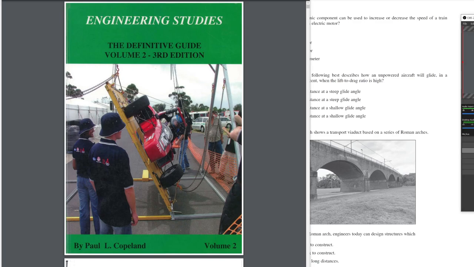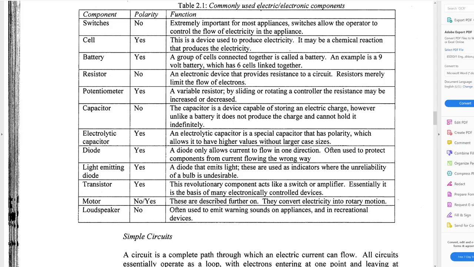I'm just going to pause the recording. Okay, and we're back. So potentiometer, a variable resistor, by sliding or rotating a controller, the resistance may be increased or decreased. If you're thinking about music producers and audio engineers, they have sliders rather than dials, but typically we think of volume knobs and those sorts of things. They're potentiometers.